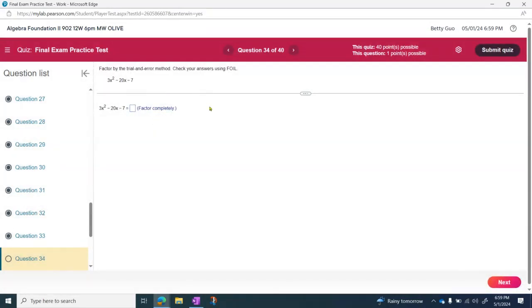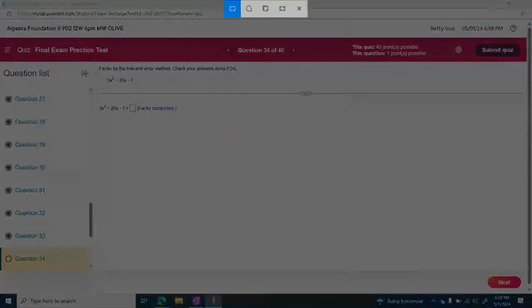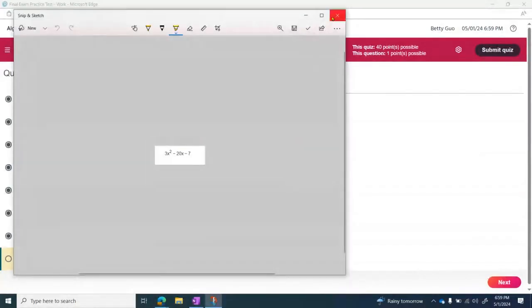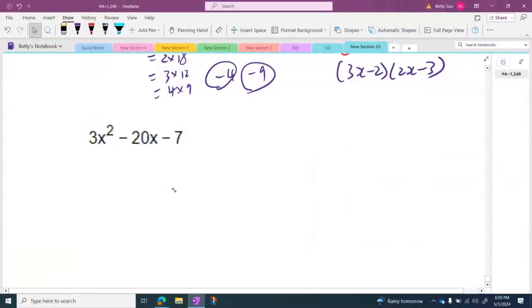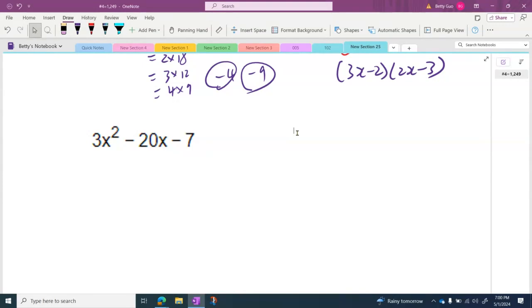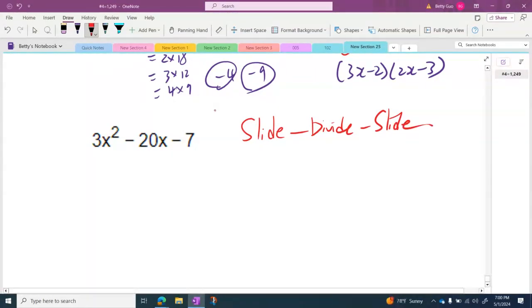Factor. Okay, I don't use that method. We just need to factor it, right? Let's factor it. This is a quadratic trinomial. The GCF is 1. 3 is prime, 7 is prime, and 20 is not divisible by 3 or 7. So this is going to be a slide-divide-slide application. We practiced this problem and this method many times. Slide.